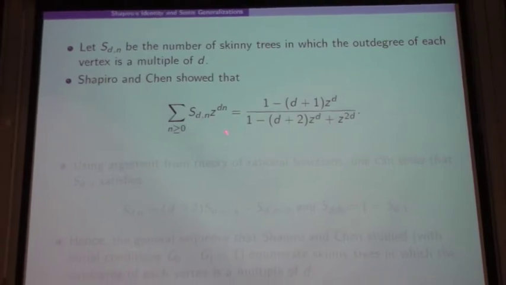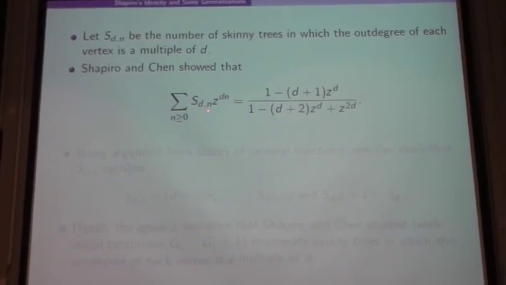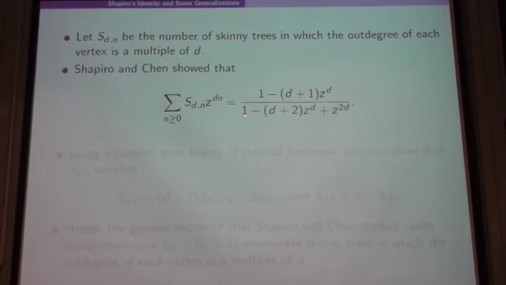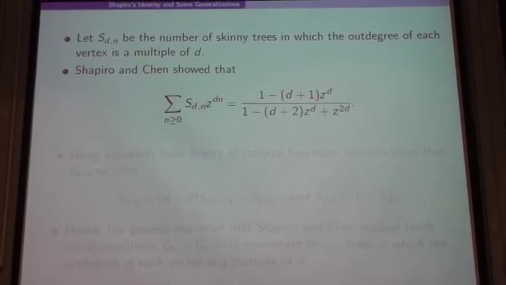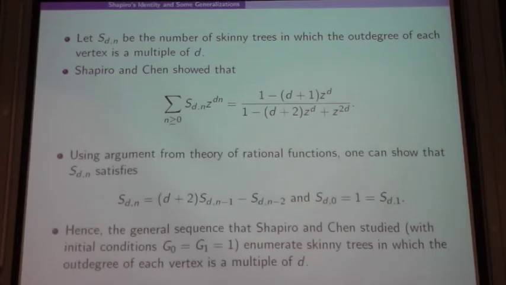And then they showed that the generating function for SDN, notice that z to the power of dn here, is given by this rational function. And using some fancy argument about rational functions, it's not difficult from this generating function to show that SDN satisfies this recurrence relationship with this initial condition. That means the general sequence that they introduced, among other things, with these two initial conditions, counts skinny trees in which the out degree of each vertex is a multiple of D. So this is just one example, but you can give your own interpretation for their possible generalization and so on.